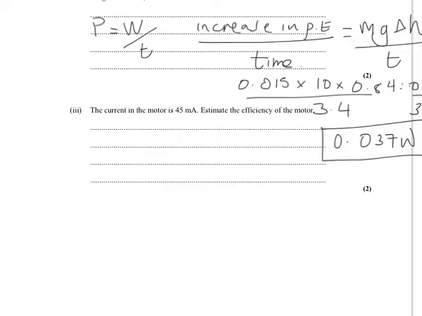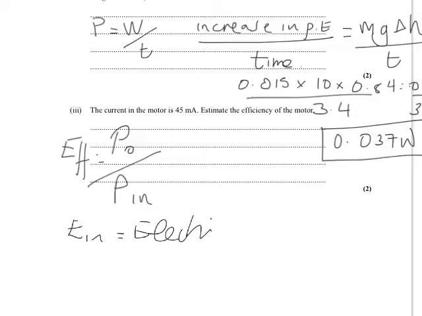The next question is about efficiency. What is the efficiency of the motor? Well, efficiency is a ratio of the power out to the power in. We're looking at an energy conversion here. The energy in is electrical. The energy out is gravitational.